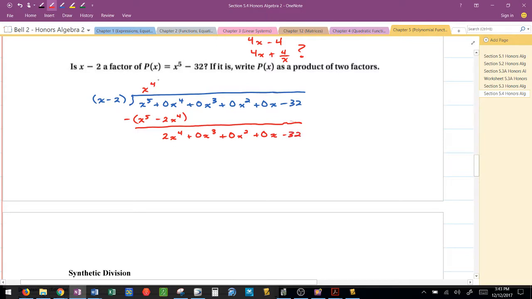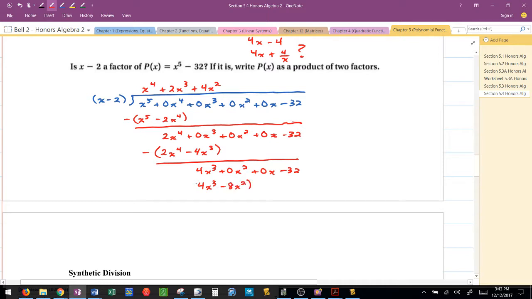What times x gives me 2x to the fourth? Well, that would be plus 2x cubed. That gives me 2x to the fourth minus 4x cubed. Subtract that away. And that leaves me with 4x cubed plus 0x squared plus 0x minus 32. What times x gives me 4x to the third? That would be plus 4x squared. Distribute, I get 4x cubed minus 8x squared. Subtract that away. I get 8x squared plus 0x minus 32.